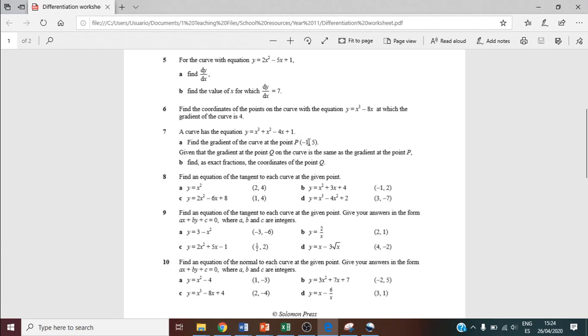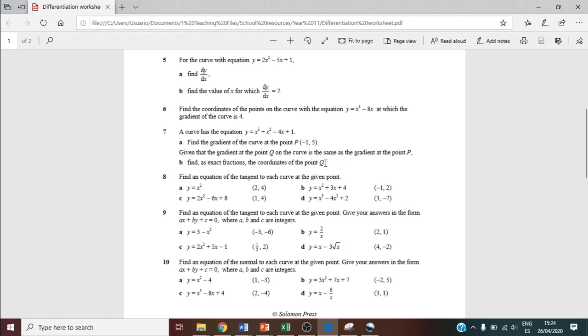So when x is equal to -1, we substitute that into dy/dx to find out the gradient. And then the next part's a little bit more confusing. Given that the gradient at the point Q, that's a different point on the curve, is the same as the gradient at the point P, which is this point here, find the exact fractions, so not as decimals. We want to write it as fractions, so x is some fraction, y is some fraction, the coordinates of the point Q.